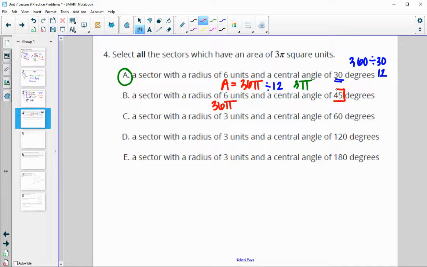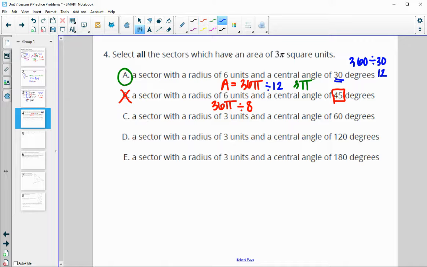Well, if we have a central angle of 45 now, that can't be 3 pi because this one was 3 pi with a 30-degree central angle. So this one can't be. Also, 45 goes into 360 8 times. So we'd be dividing this by 8 if you wanted to finish it out, which is not going to be 3 pi.